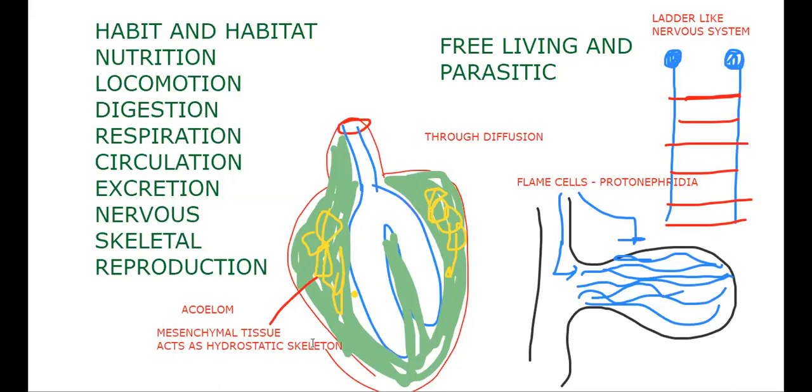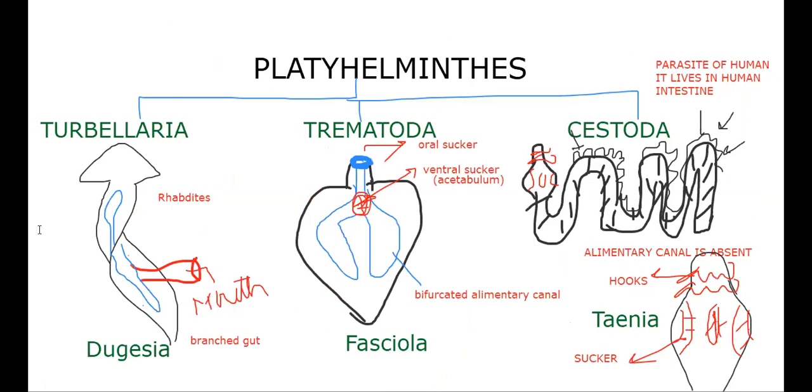Reproduction, we need to discuss individually here. In the case of Turbellaria, some regeneration power is there, which is to be remembered: sexual reproduction and also regeneration. And Trematoda is famous for having larval forms. We'll discuss it on the other page here.